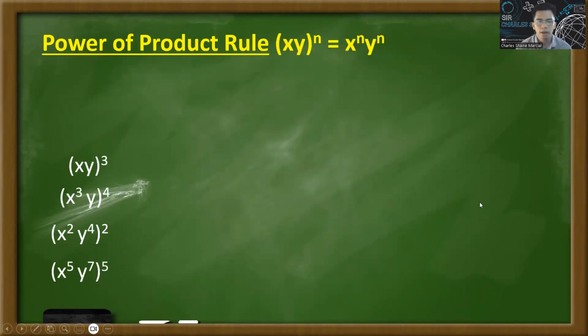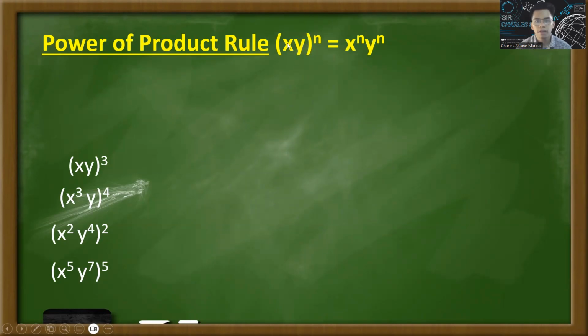Next, let's proceed to the power of product rule. So, ito yung mga examples niya. Okay? Dito naman sa power of product rule, we will just distribute the exponent, yung nakikita nating exponent sa labas ng parenthesis. I-distribute lang natin siya or i-multiply lang natin yung exponent sa lahat ng exponent ng nasa loob ng parenthesis. Okay, bakit tinawag na power of product rule? Ito na yung combination ng product rule and power of power rule.